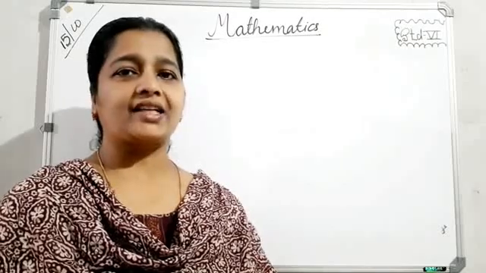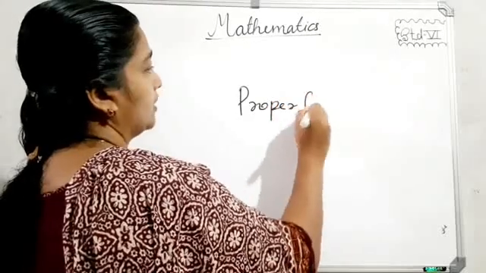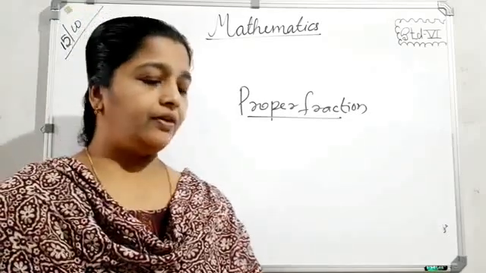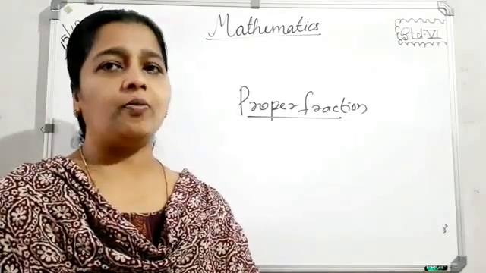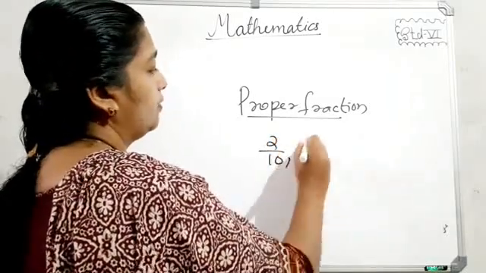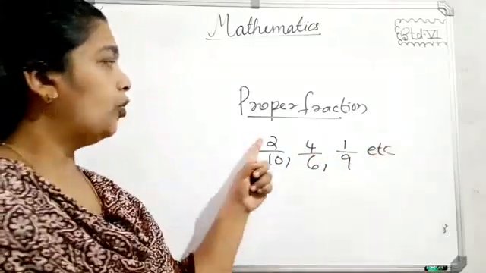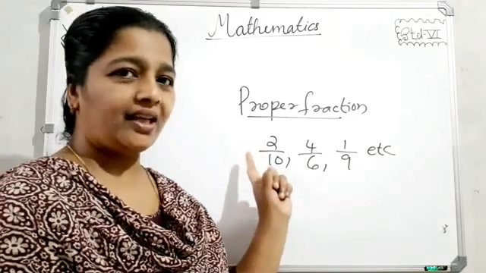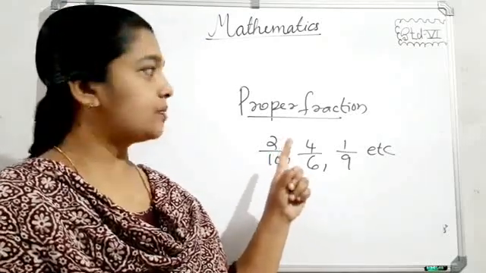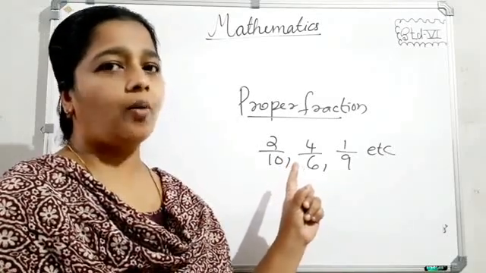Types of different fractions. First one, proper fraction. Proper fraction means the numerator is less than the denominator. Example, 2 by 10, 4 by 6, 1 by 9, etc. So here the numerator is less than the denominator. These fractions are called proper fractions. Clear? Once more, numerator is less than the denominator, then those fractions are called proper fractions.